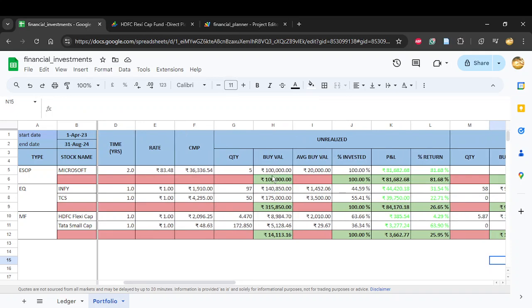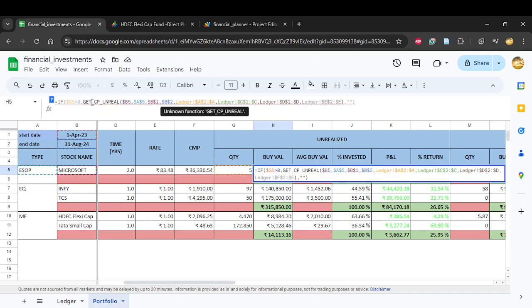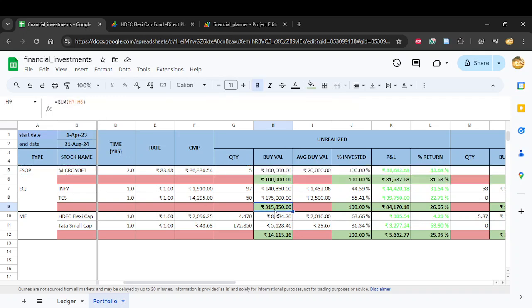So yeah, coming back to this, there was actually a small error that we had to fix. If you look at it, you're getting this function here to get the buy value for these 5 shares that you are holding as of this end date. This function is also a custom function that we have implemented in the financial planner, which we will again discuss in the next video.